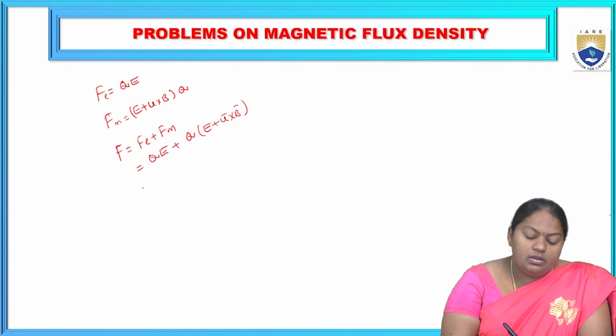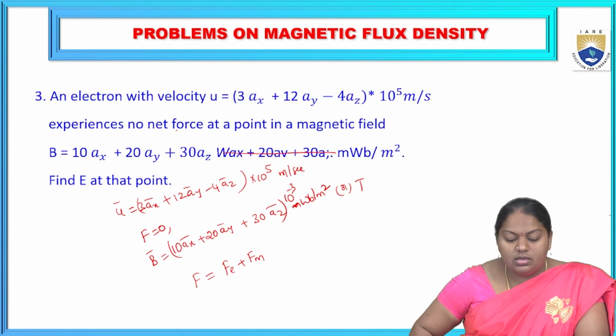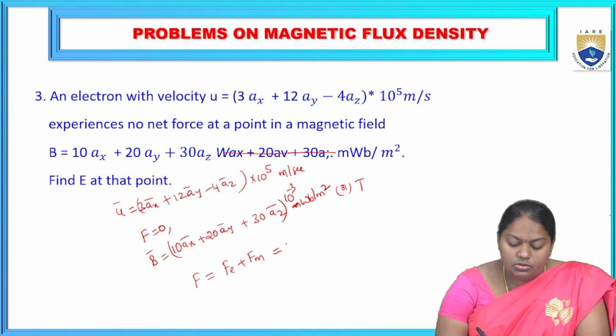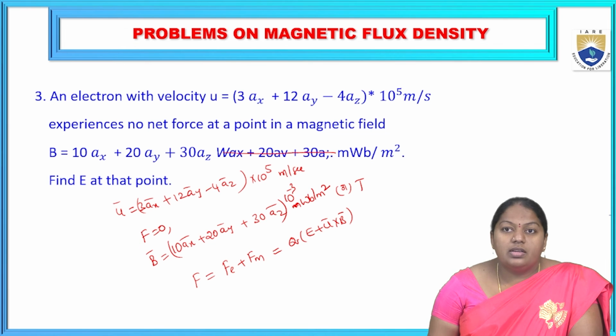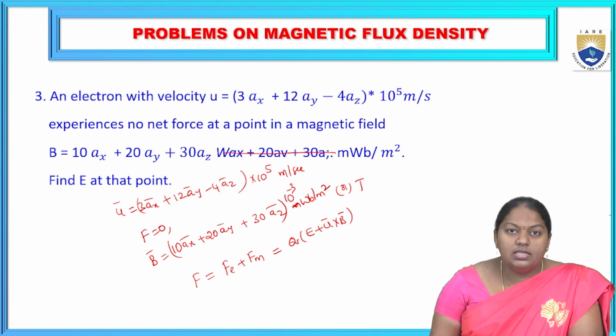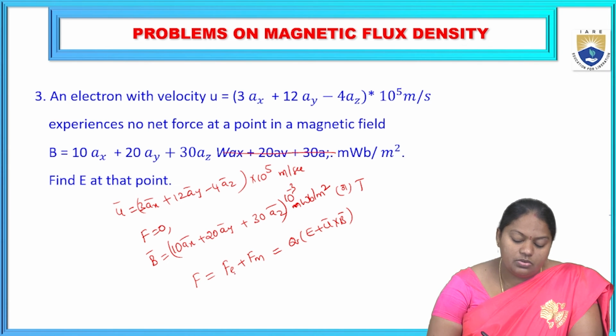So if you evaluate the total equation, if you add these two, that will be equal to Q into E plus U cross B. Then the total force which is due to electric as well as magnetic fields is obtained as F equal to Q into E plus U cross B.